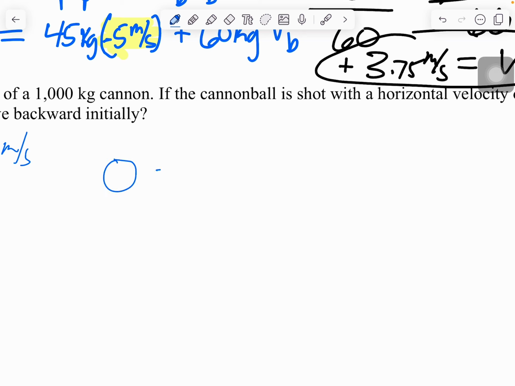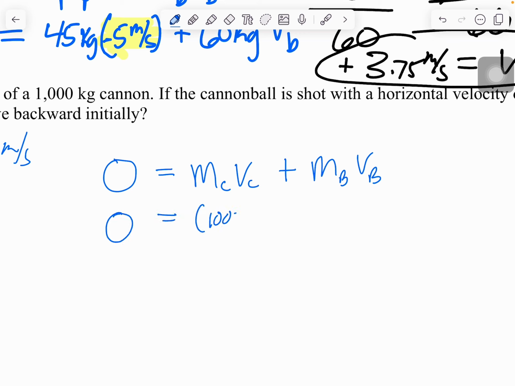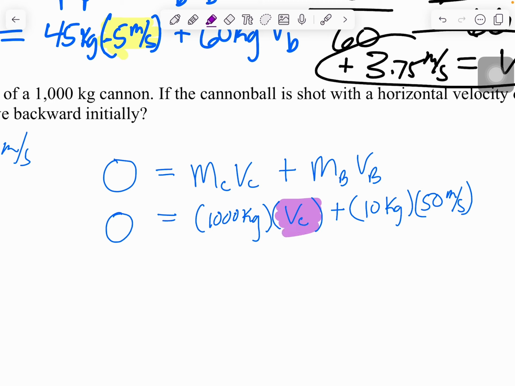So 0 equals the mass times the velocity of the cannonball plus the mass times the velocity of the cannon. C is cannon, B is ball. Okay, so then we've got 0 is 1,000 kilograms times the velocity of the cannon, because that's what we're trying to solve for, and then we put in the other two variables: 10 kilograms, 50 meters per second. This is the one we're looking for.